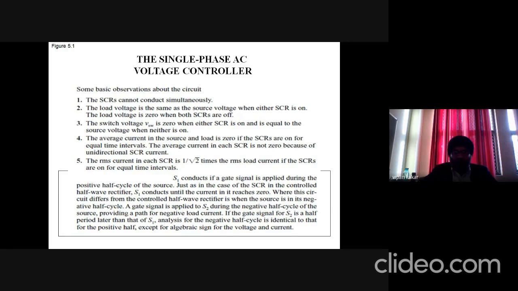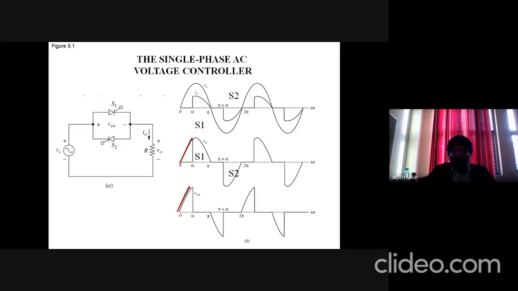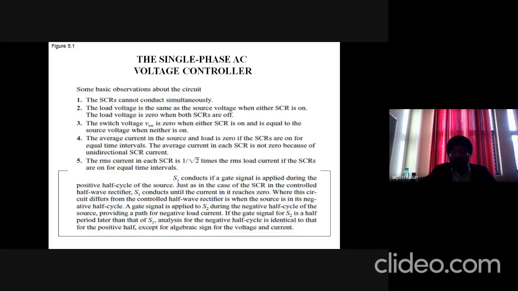Observation 1, the switches, SCRs, cannot conduct simultaneously. Either S1 is conducting or S2 is conducting. Both are not conducting at the same time. So in positive half cycle, switch S1 is conducting. In negative half cycle, switch S2 is conducting. So they cannot conduct simultaneously.